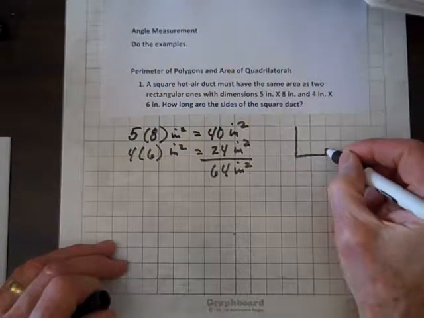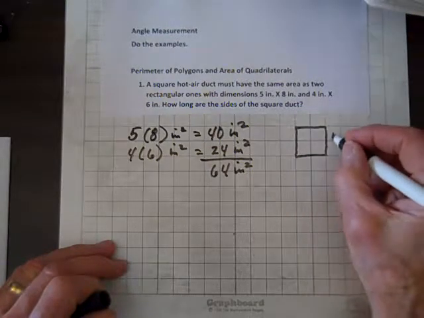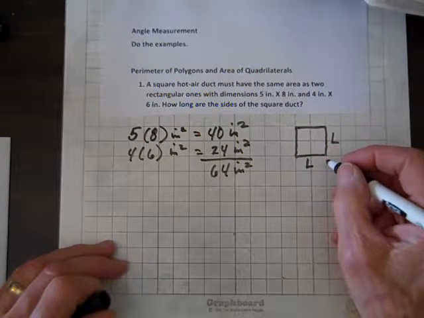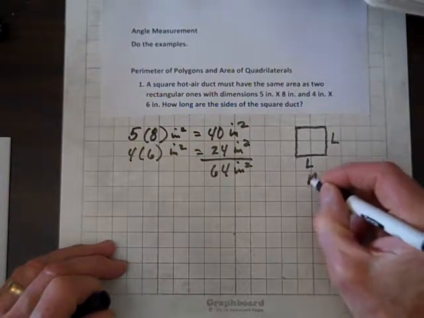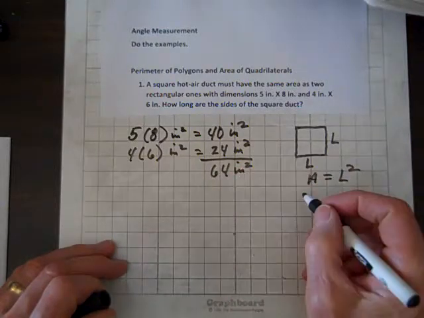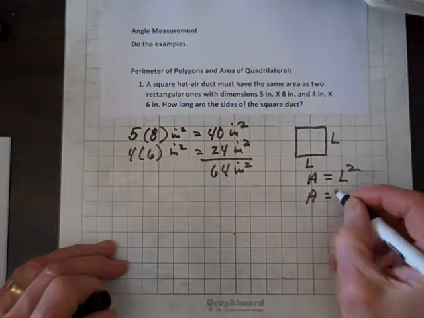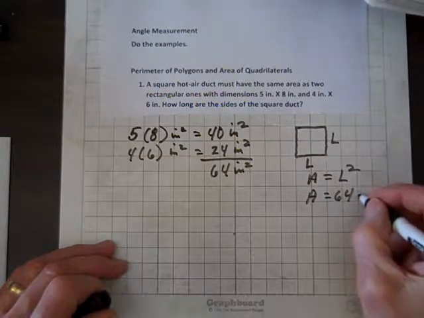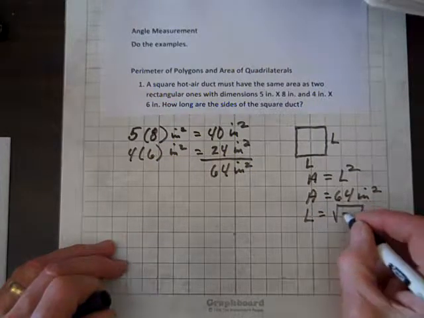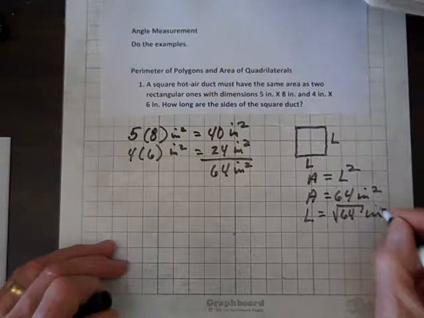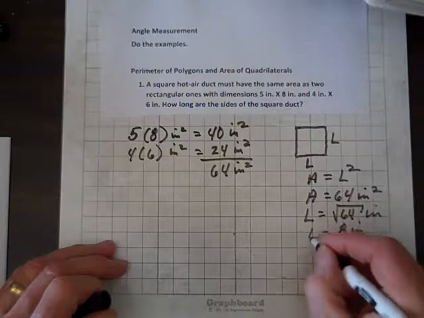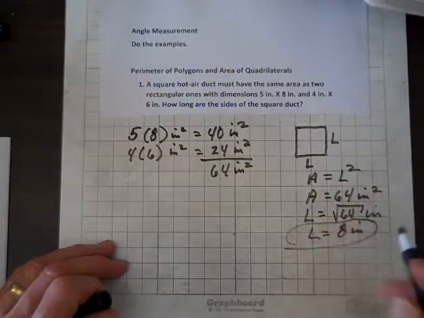So we're talking about a square. Each side has identical lengths, and the area of a square equals L squared. The area is 64 inches squared, so L equals the square root of 64 inches, and that's going to be 8 inches. That's the length of each side, and we're done.